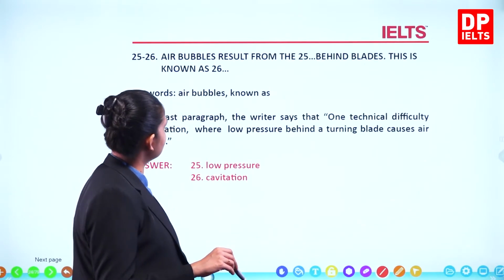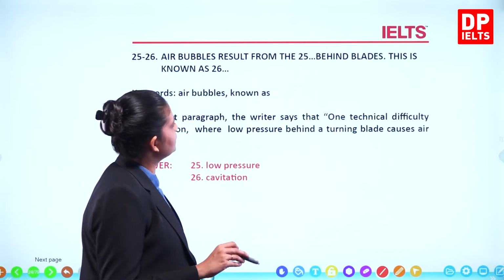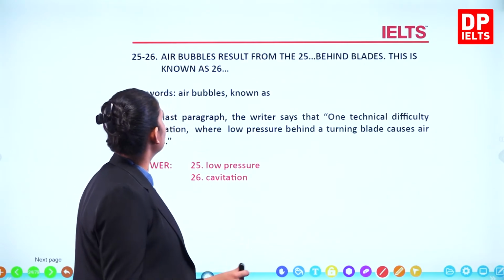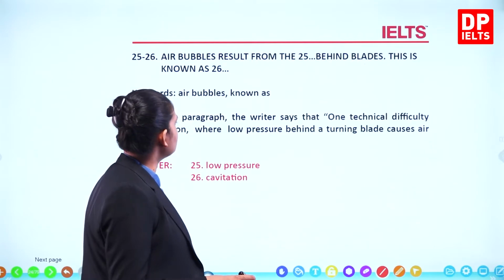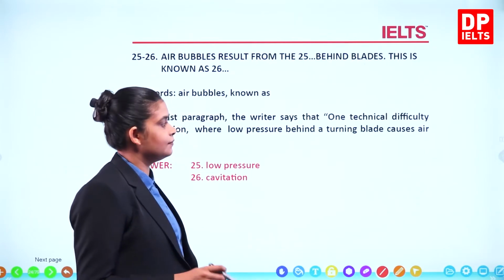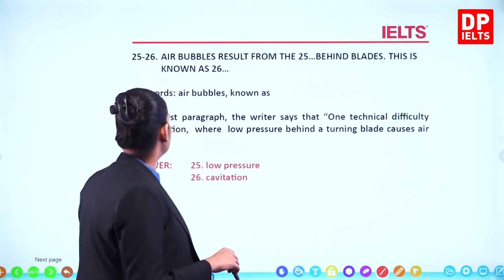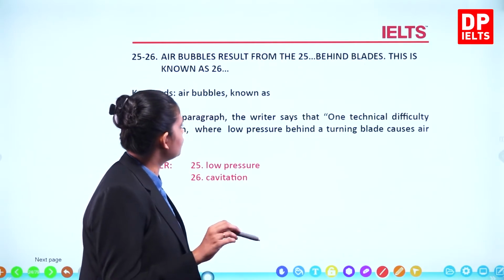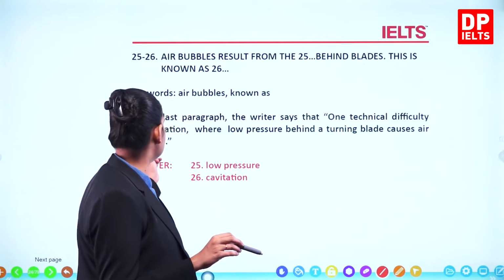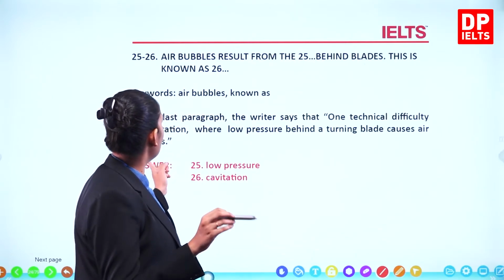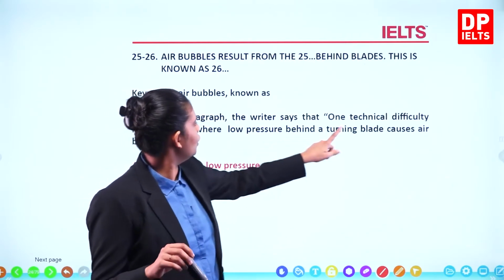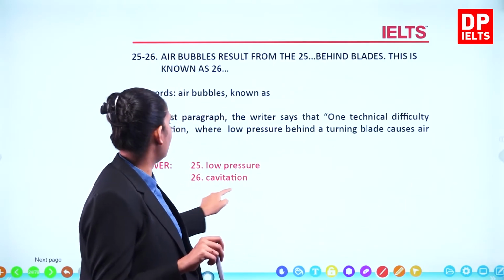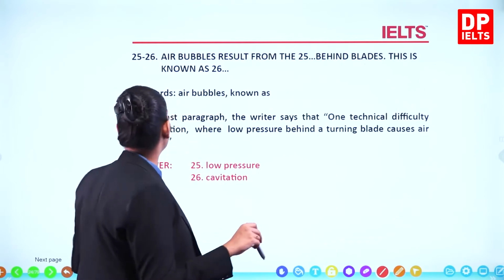25 and 26. Air bubbles result from the what behind blades? This is known as what? So in the last paragraph, the writer says, right, one technical difficulty is cavitation, where low pressure behind turning blade causes air bubbles. So air bubbles result from what? Low pressure. This is known as what? Cavitation. Okay, so we know that.